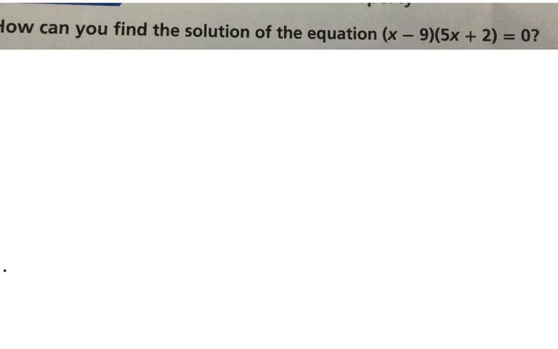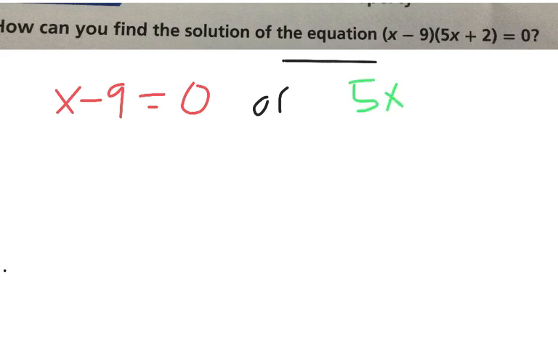Follow the same thought process as before. So what we can do to find the solution is we can set each one of these factors equal to 0. Either the first parenthesis is 0, or the second parenthesis is 0. Because when I multiply them together, I get 0. So one of those has to be 0.